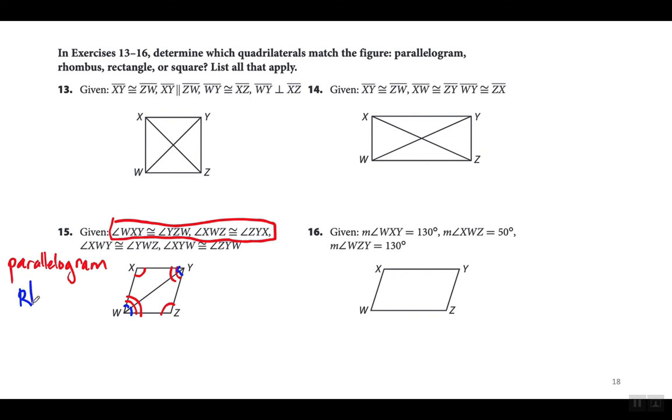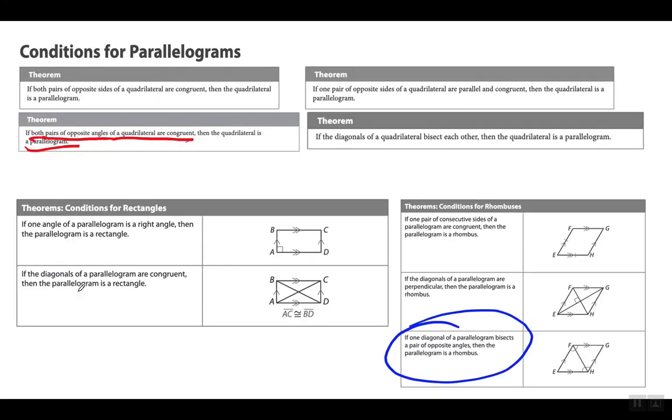So it's a rhombus. Okay, however, it's not a rectangle. Let's look at why. To be a rectangle, you have to have at least one right angle or the diagonals have to be congruent. And we do not have either of those in that question.